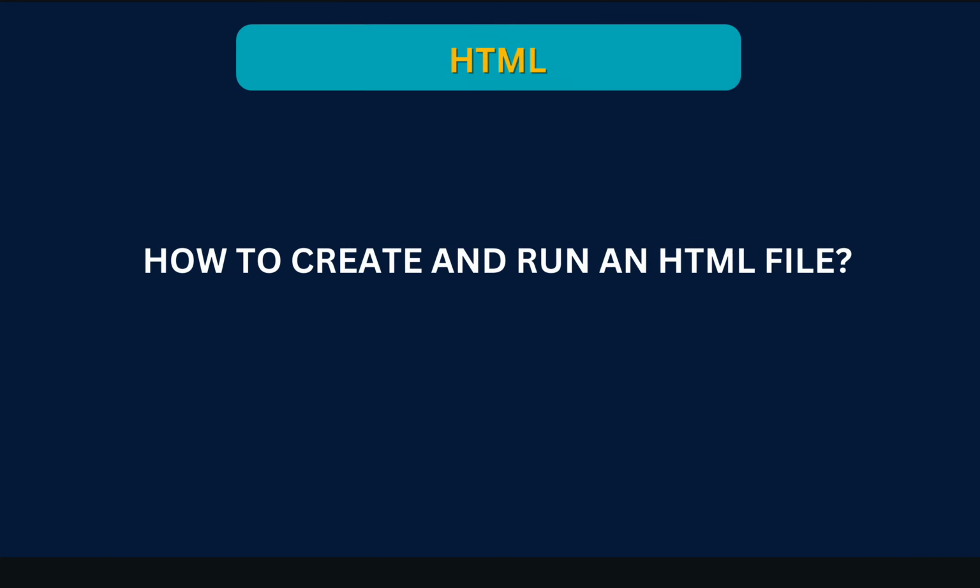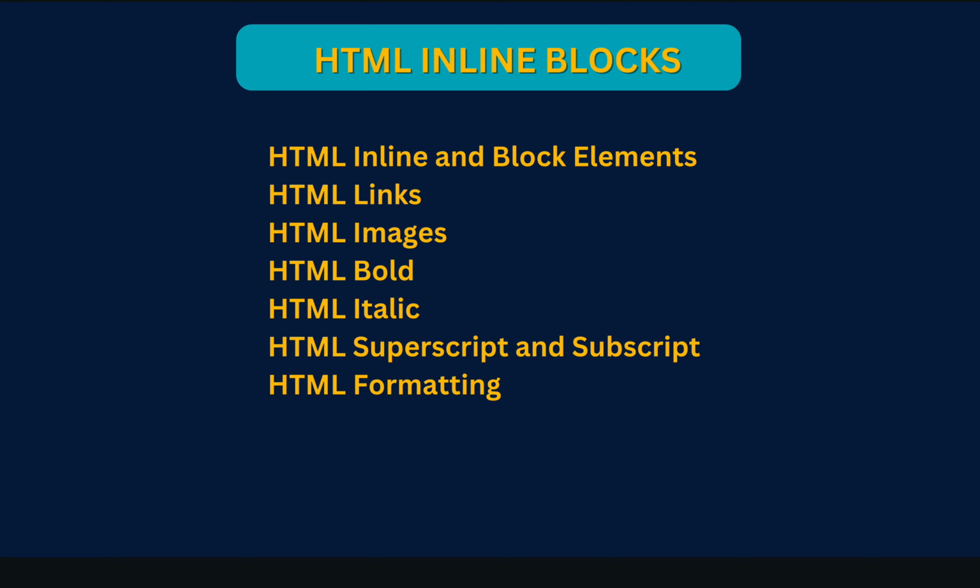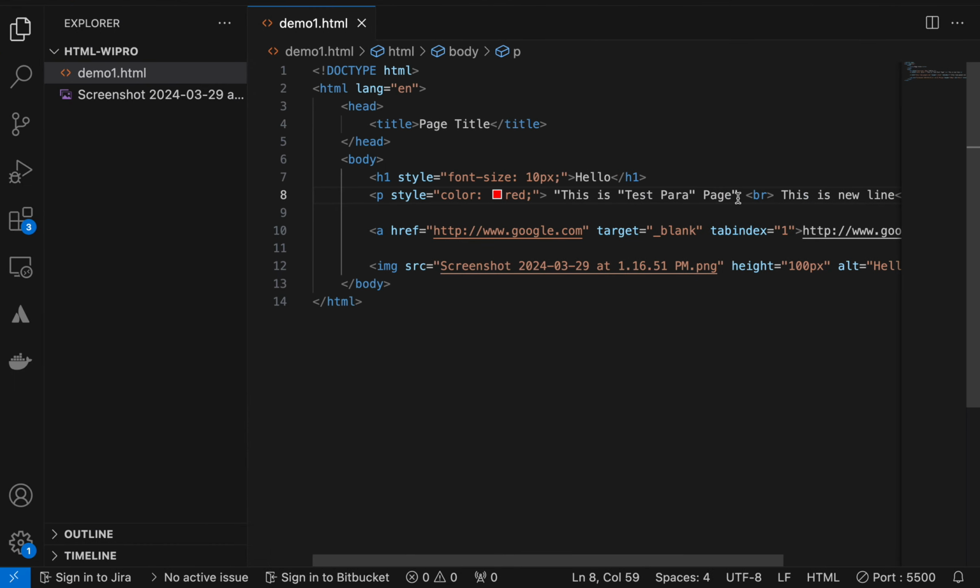So I think we have to create and run an HTML file. We already covered this, right? So try one thing. I've given this example: create a simple web page and use the H1, P, anchor and image tags. Write it by your own hand, whatever I've demonstrated. Create a file and show me. Use the H1 tag, P tag, anchor tag and image tag.